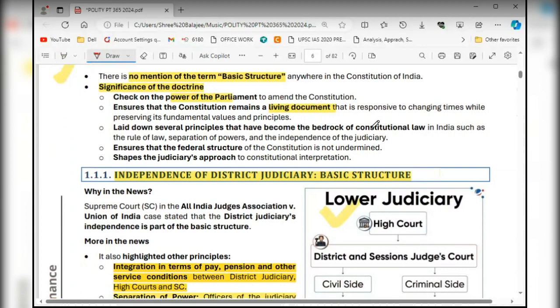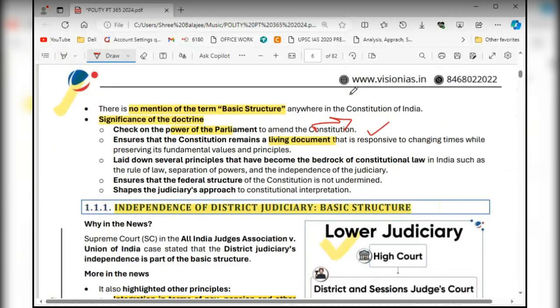Now, it ensures the livingness of the document. There is one term called living document. Another one is organic document. So organic or living, both mean what? For example, if I have a document that is living, it means that whenever needed, I can change it as per my requirement.